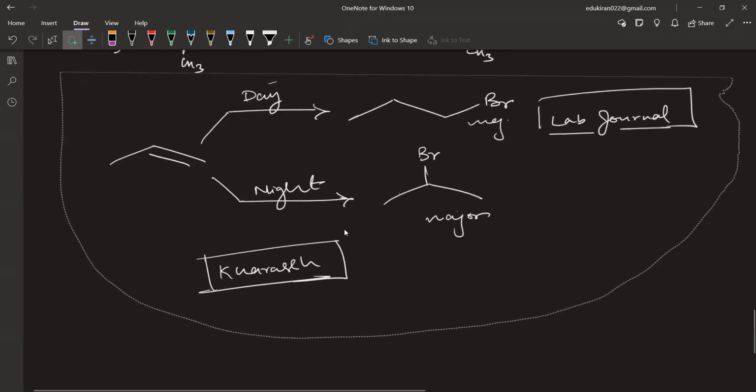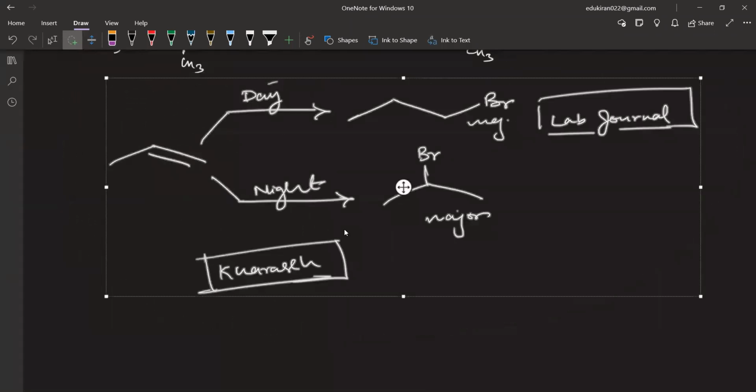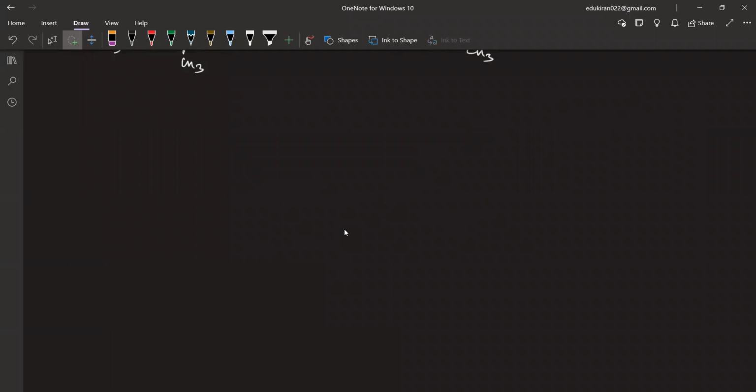Markovnikov was the one who did the experiment, but Kharash was the one who found out the mechanism and all. So this rule is named after both of them. It is known as anti-Markovnikov's rule, and it is also known as Kharash effect. Both of these names are there for this rule. So please write this with me. I'm turning my mic off. You can just read the lines I'm writing, and then you can write.